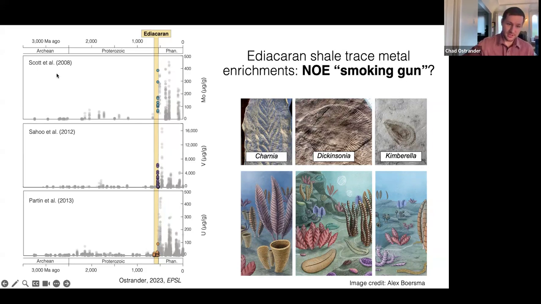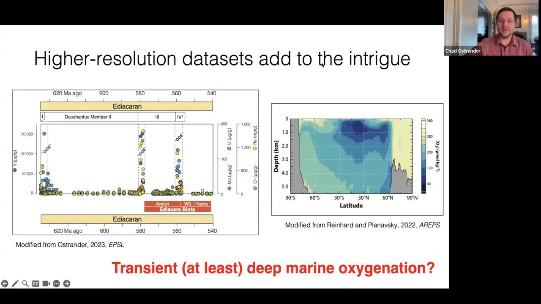And so these are compilations from 2008, 2012, and 2013. And they all show that change in the Ediacaran, about the time of the rise of the Ediacara biota. A few years later, there were higher resolution data sets, and it kind of adds to the intrigue.